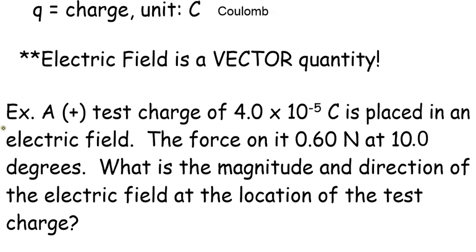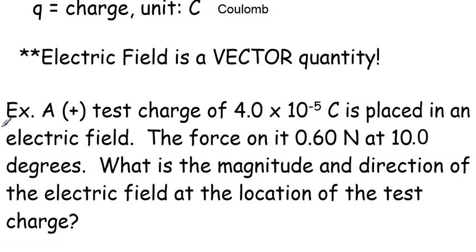And a quick practice problem, and I'm going to leave you off on this. A test charge of 4.0 times 10 to the negative 5th coulombs is placed in an electric field. The force on it is 0.60 newtons at 10.0 degrees. What is the magnitude and direction of the electric field at the location of the test charge? So write this question down, attempt it, and we'll compare your answers in class to the people around you, along with the questions that were the priming questions at the beginning.